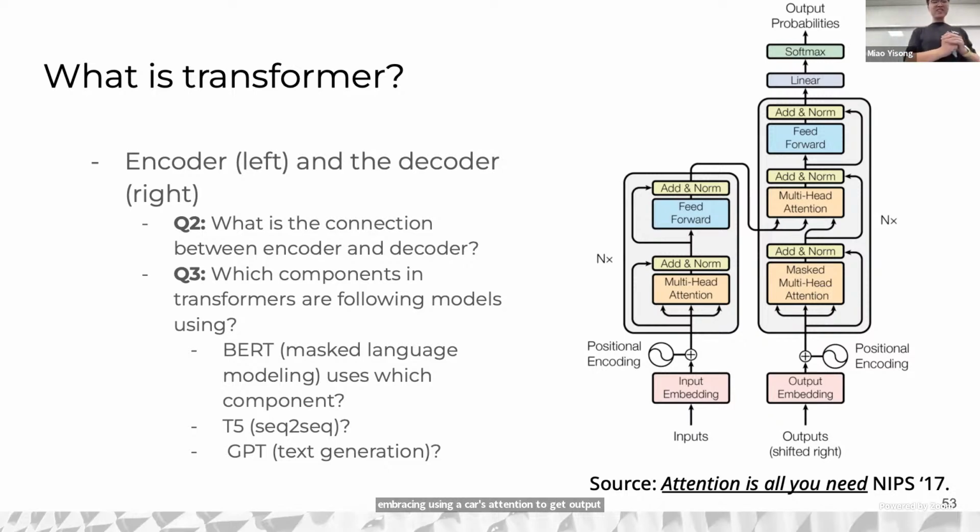And finally, the star in the room, GPTs. What is it using? Decoder, right? We're just doing text generation. It's not really doing sequence-to-sequence learning. So we only need a decoder to get the next token out.